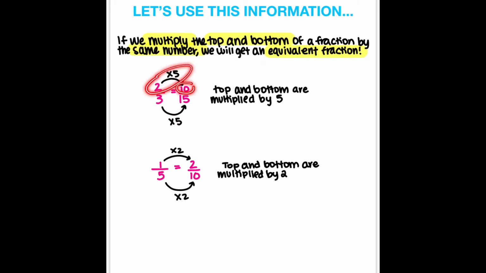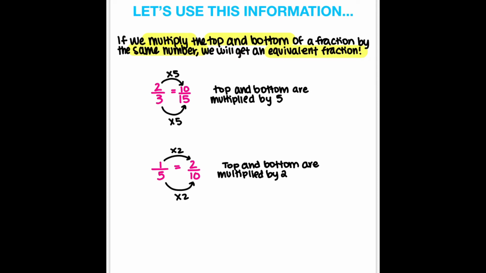2 times 5 is equal to 10. 3 times 5 is equal to 15. When we do this, we get 2/3 is equal to 10/15. In other words, these are equivalent fractions. Why does this work? Because 5 divided by 5 is equal to 1. That's what we learned on the last slide.